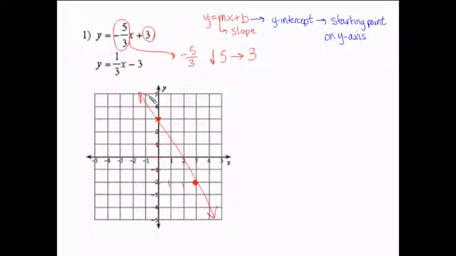Any questions on the basics of graphing a line? Then we'll do the other one too. I'm starting at -3. So here, -3. And then my slope is 1 over 3. It's positive, so I'm going to go up 1 and then over 3. So up 1, over 1, 2, 3.